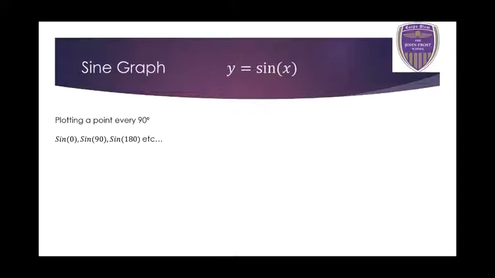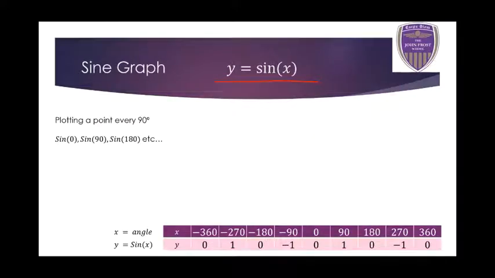So first we're going to look at the sine graph, okay? When we draw the sine graph, it is represented by the function y equals sine of x. First of all, we're just going to be plotting a point every 90 degrees. So for example, we're going to find out what y is when x is 0, 90, 180, etc. When we draw our table, this is the table that we get. So x is our initial angle, and y is sine of that angle, okay? I started from minus 360, and go all the way through to positive 360.